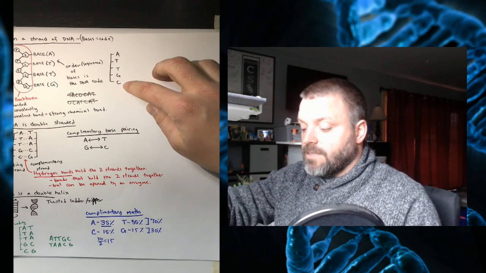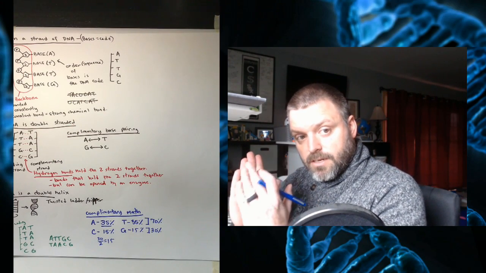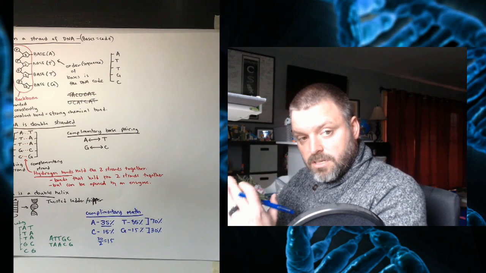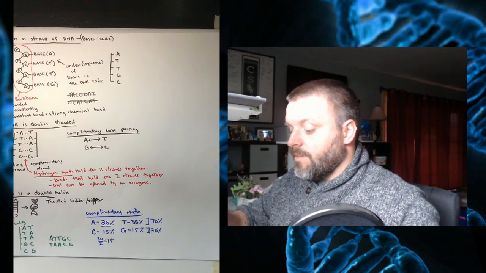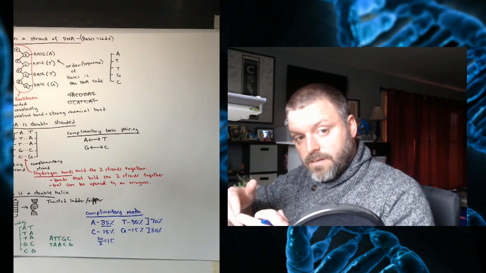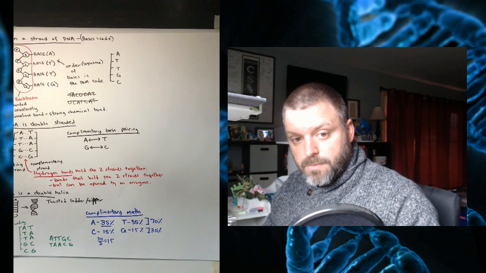All right? DNA is double-stranded. One strand determines the other strand. A goes with T, T goes with A, C goes with G, G goes with C. And then the last thing is that DNA is a double helix. It's twisted up on itself. All right? Pretty straightforward, pretty simple.